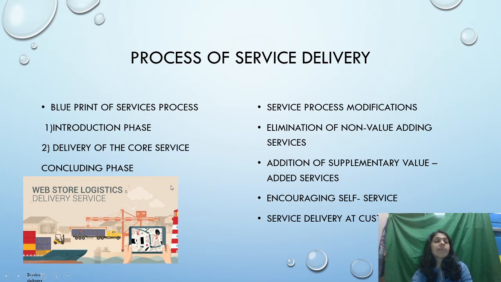After that I have the concluding phase. This is the third phase. So after the service is delivered, the bill for services is provided. The payment collection staff needs to complete the payment formalities. So after the formalities, feedback may be obtained to find out the customer satisfaction.